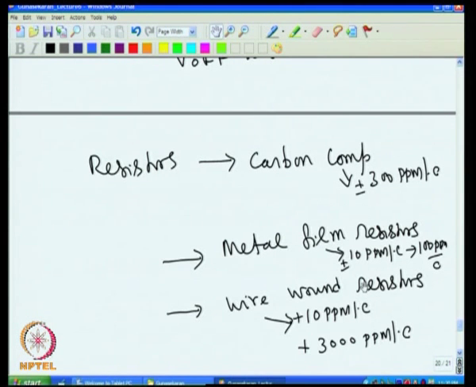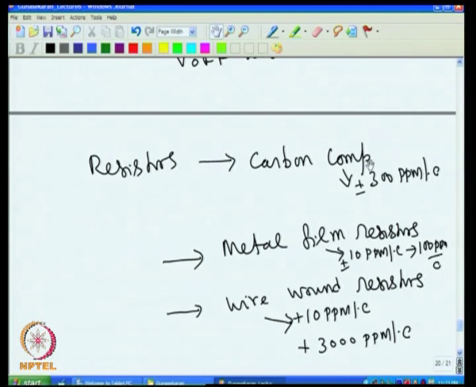But for wire wound resistors, the change is mainly due to how oxidation takes place. If it is properly sealed, then the aging problem of wire wound resistors is very little. So, for long time use, a wire wound resistor is good, but it has a large temperature coefficient.